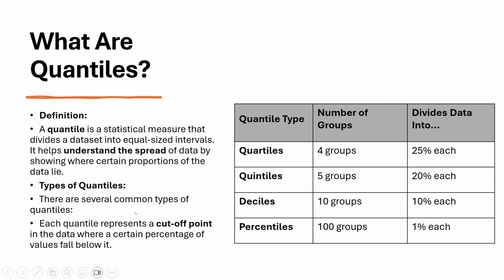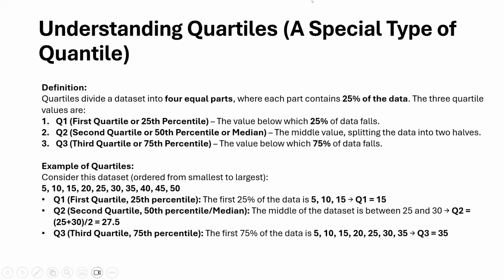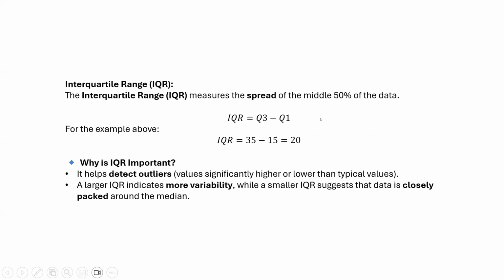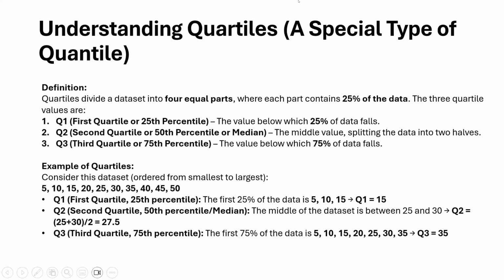Okay, let's move to the next slide, and let me know if you have any doubt. You can stop me anywhere. So let's start with the first one, that is understanding the quartiles. As I mentioned, it's a type of quantile only. So you are aware, right? Quartiles divide the data set into four parts, where each part contains 25% of the data. The three quartiles are, okay, Q1, the first quartile, or the 25th percentile.